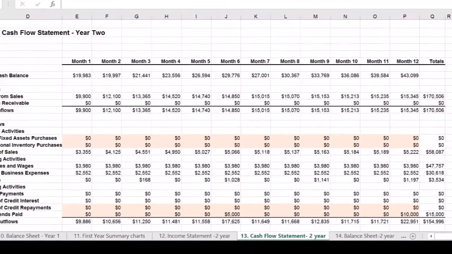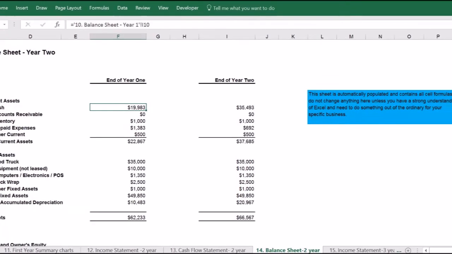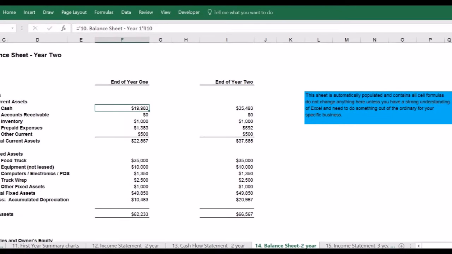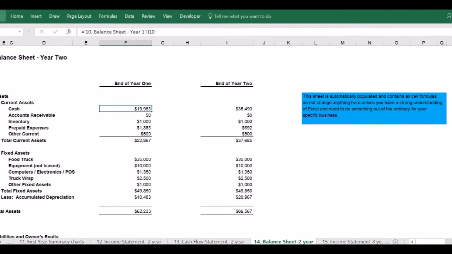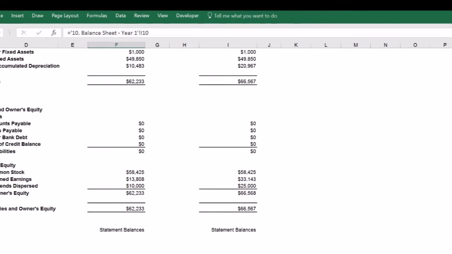The balance sheets for the second year are on the next tab. Do not enter any numbers here. There are no colored cells. Everything on the sheet is automatically calculated.